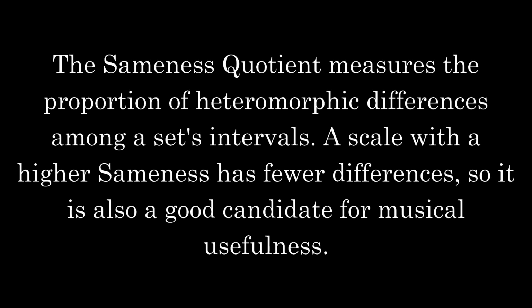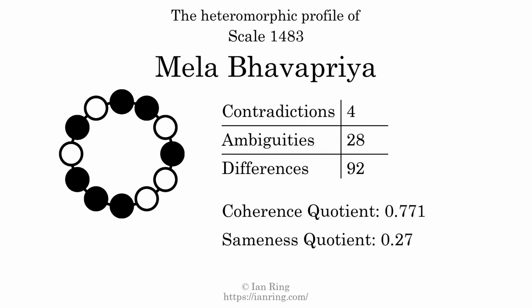The sameness quotient measures the proportion of heteromorphic differences among a set's intervals. A scale with a higher sameness has fewer differences, so it is also a good candidate for musical usefulness. The sameness quotient is 0.27.